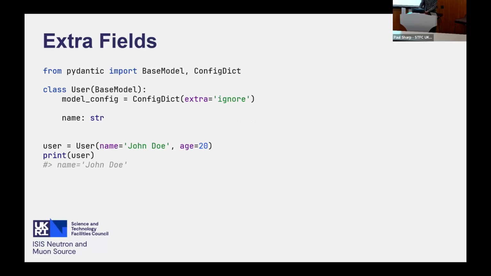So if we say that the user is a user with a name of John Doe and an age of 20 and print that, we just get the name John Doe, and that's all. If we have extra allow in this second example, then we get the name John Doe and the age 20 included in the model.